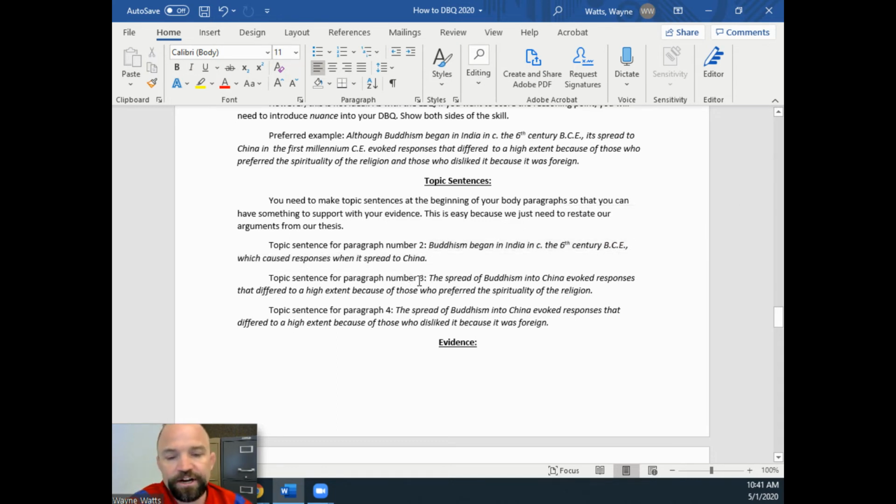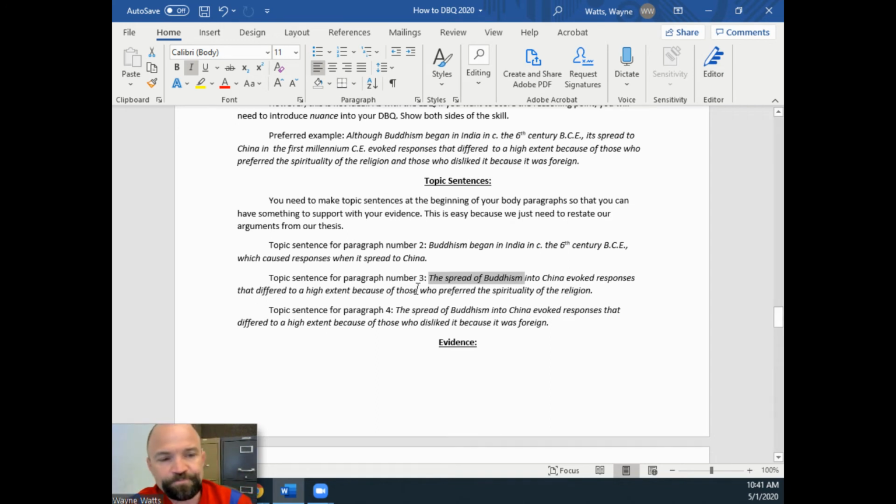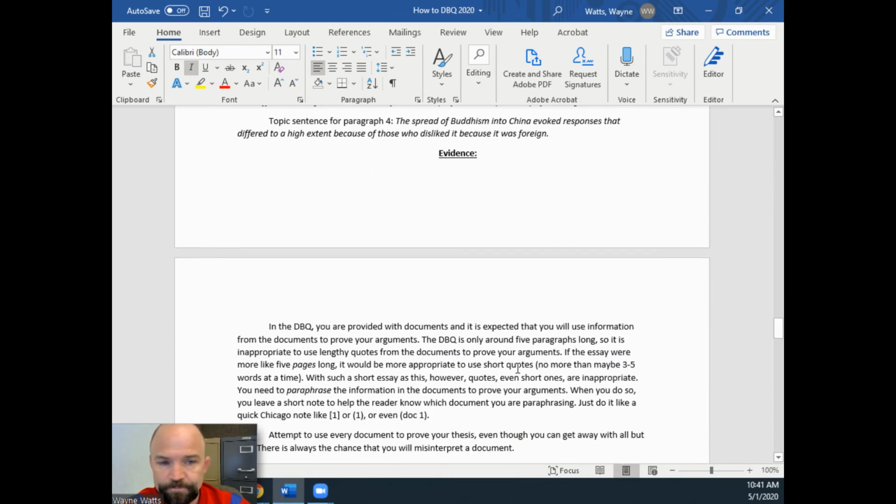Topic sentence for paragraph number 3: The spread of Buddhism into China evoked responses that differed to a high extent because of those who preferred the spirituality of the religion. Topic sentence for paragraph number 4: The spread of Buddhism into China evoked responses that differed to a high extent because of those who disliked it because it was a foreign religion.